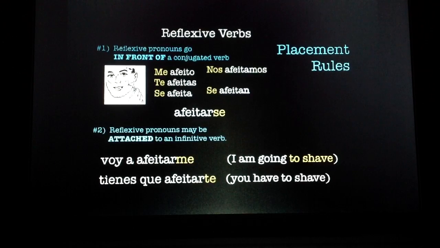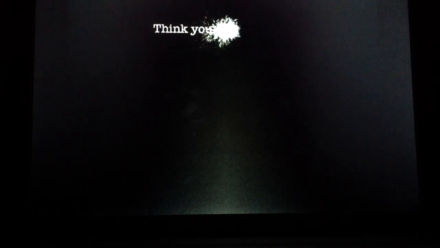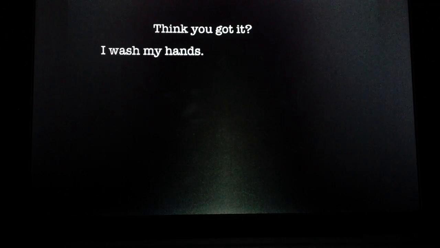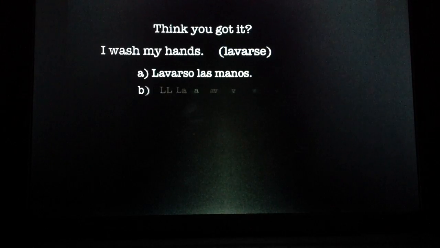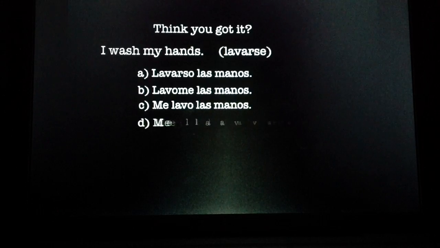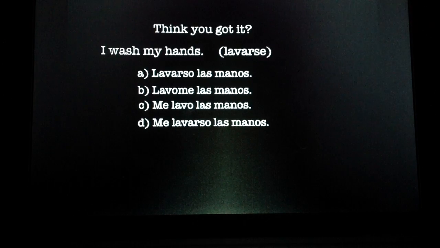Might sound a little complicated, but I think you might have this by now. And just to show, let's do a little quick quiz. I wash my hands. We're going to use lavarse once again. So I'm going to give you 4 choices. How do we conjugate I wash my hands? Is it lavarse las manos, lavome las manos, me lavo las manos, or me lavarse las manos?